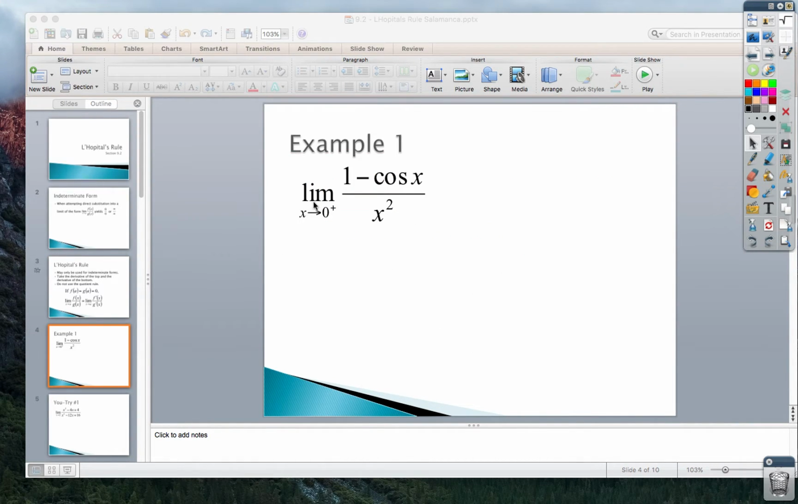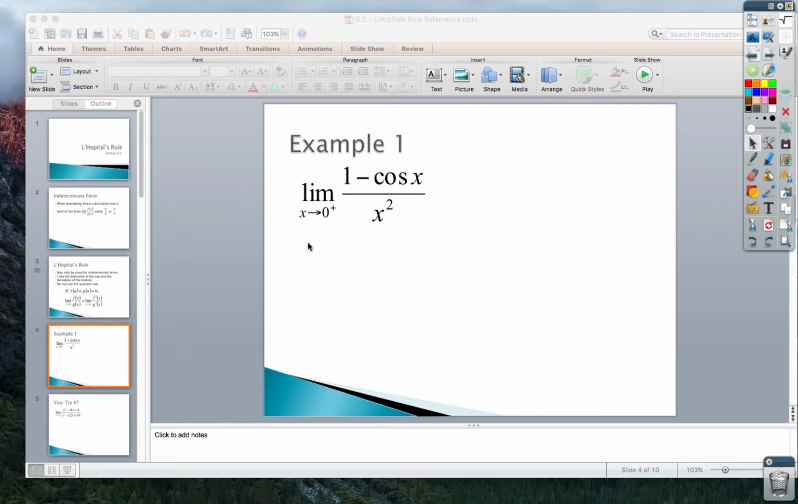In example 1, we have the limit as x approaches 0 from the positive side of 1 minus cosine of x divided by x squared. You'll notice this is saying it's coming from the positive side. If we substitute 0 in directly, we're going to have the indeterminate form, because cosine of 0 is 1, so 1 minus 1 is 0, and 0 squared is 0. So we're going to go ahead and use L'Hopital's rule here.